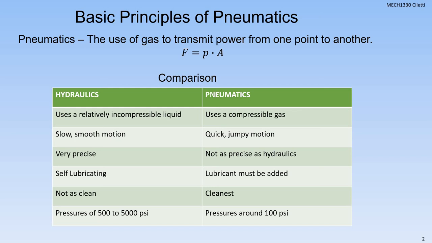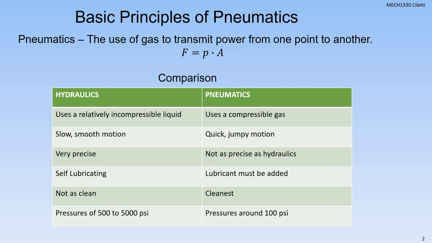But if we sit back and take a comparison of hydraulics and pneumatics, okay? So hydraulic, relatively incompressible liquid, right? We're using oil. Hydraulics were slow, smooth motion. They were very precise. They were self-lubricating. They definitely are not as clean. I think you guys found out about that a lot in the lab. All right, and the pressures that we work with are 500 to 5,000 psi. We can go way above 5,000 psi, but that's the general range of pressures that we stay between.